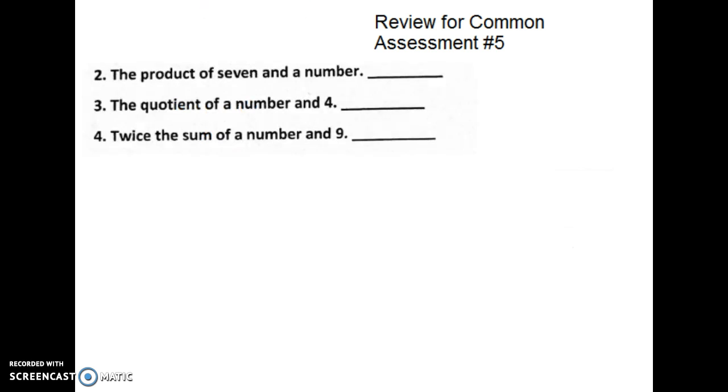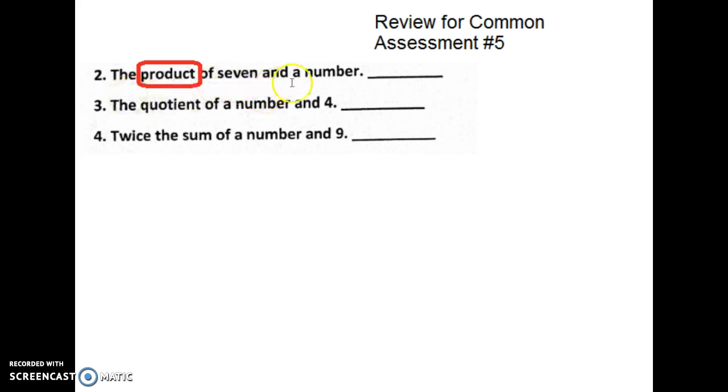For number 2, I should have copied the directions, but it says write the following expression from words for problems 2 through 4. So 2 through 4 are right here. The first one says the product of 7 and a number. So our big key word here is product. And product means multiplication. That's just something you need to memorize because you will deal with it in math forever.